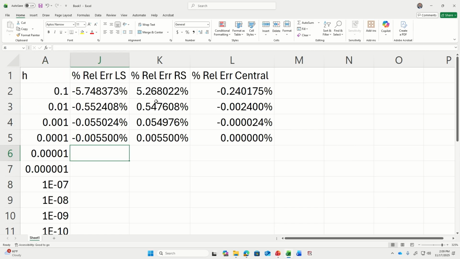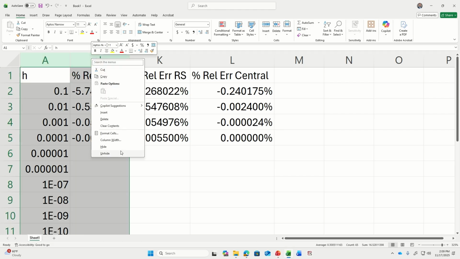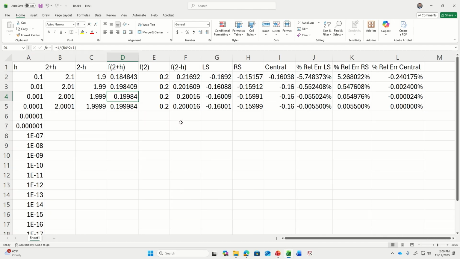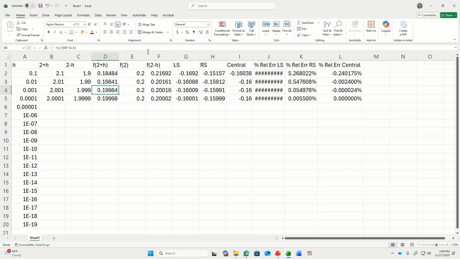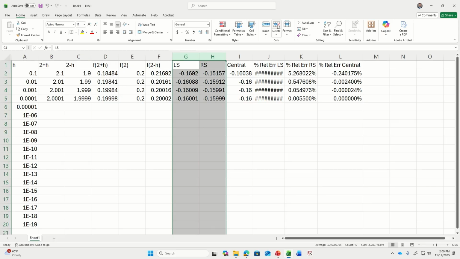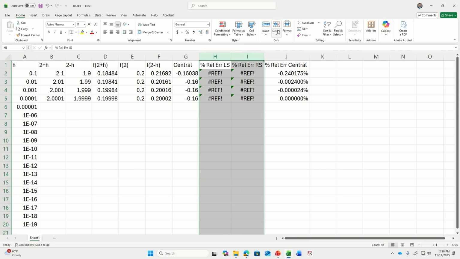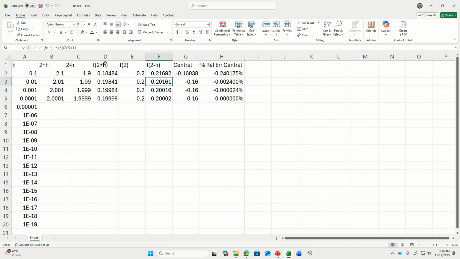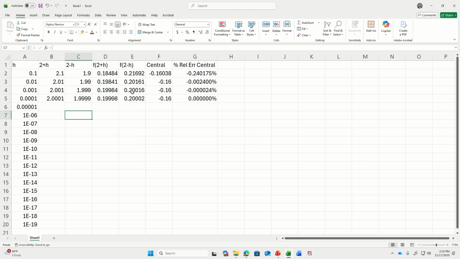And then what I'm going to do is I'm going to unhide these columns. Let's say we don't care about the left side and the right side. I'm just going to delete those and get rid of them. We'll just keep the central one since we know central is better anyways. I'm going to fill in all these formulas.